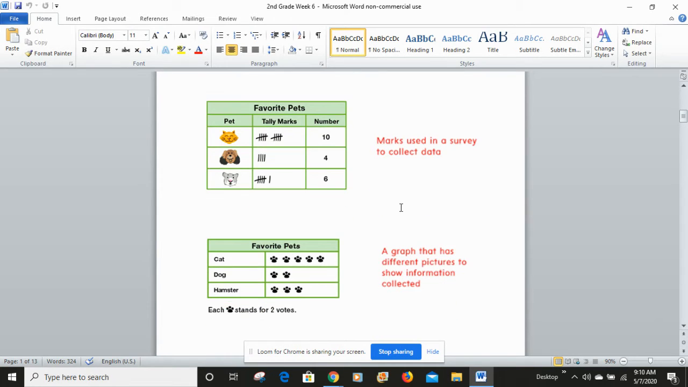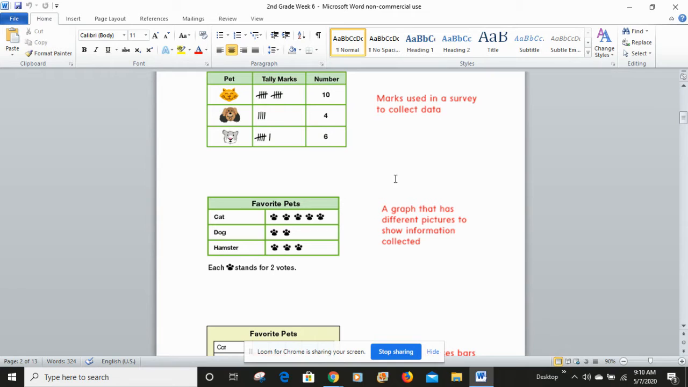The other kind of graph now that we're going to look at is that picture graph. And a picture graph uses different pictures to show information that you've collected. Same title, favorite pets, same animals, cat, dog, and hamster. They've chosen to use paw prints as that picture they're going to show to represent the data. But if you look at it, the cat up here had 10, and I come down here and the cat has 1, 2, 3, 4, 5. Dog has 4, 1, 2 down here. Hamster has 6, 1, 2, 3. So for some reason, this doesn't match the tally chart.